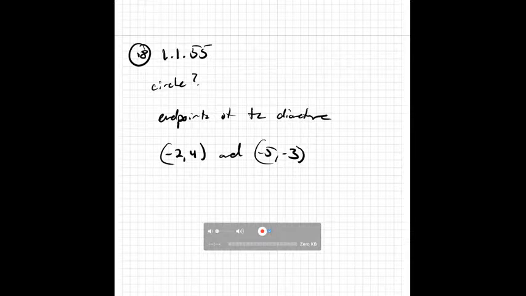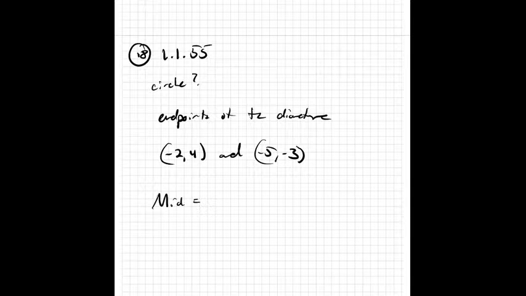So if we want the center of the circle, then we can find the midpoint, right? So our midpoint, average of the x's, so that's going to be -7/2. Average of our y's is going to be 1/2. And then we need the radius. So let's find the distance and cut it in half. Instead of using that midpoint because it has fractions, and just in case we made a mistake.